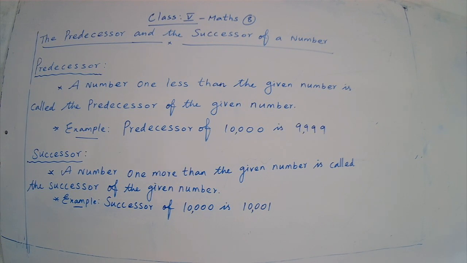Then after you write successor. Next subheading: successor. A number one more than the given number is called the successor of the given number. Example, successor of 10,000 is 10,001.